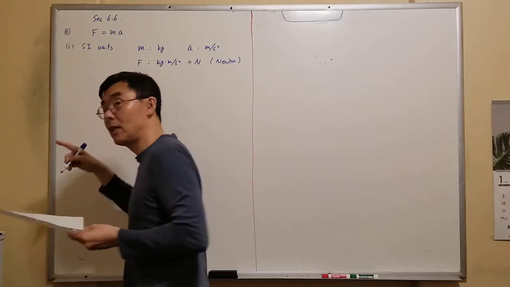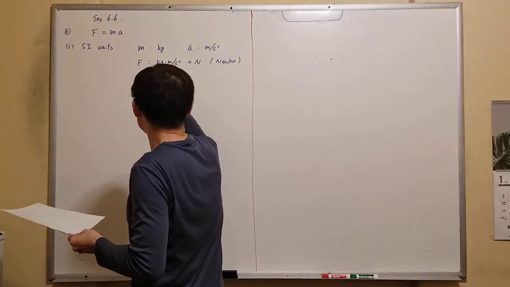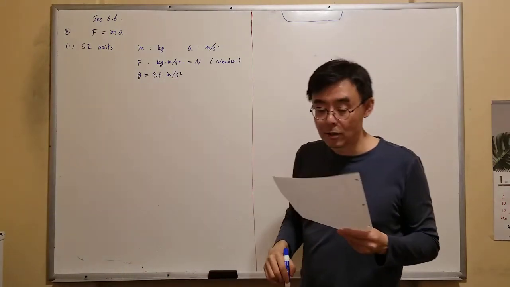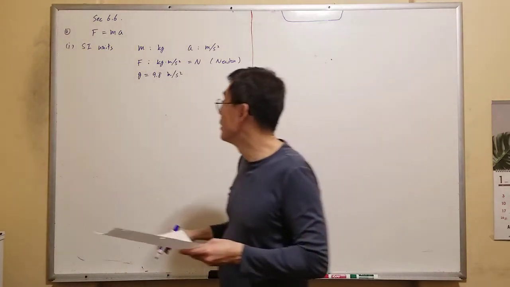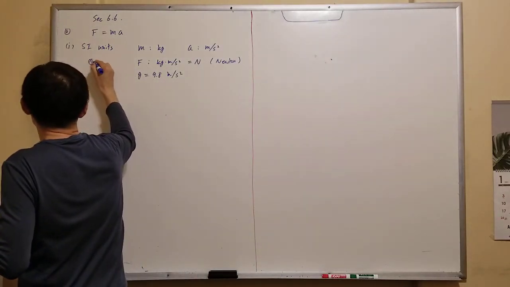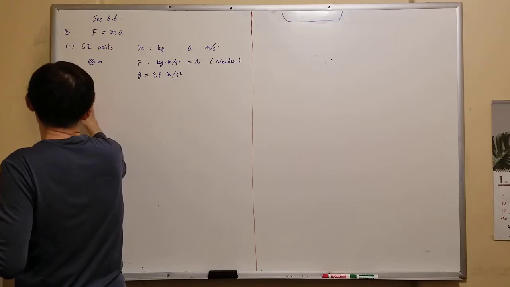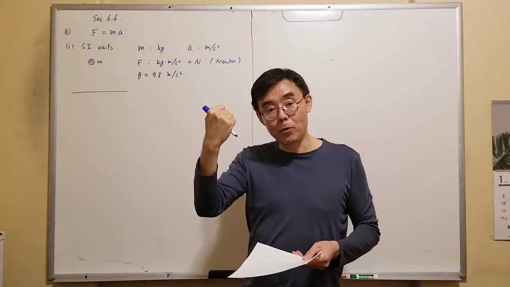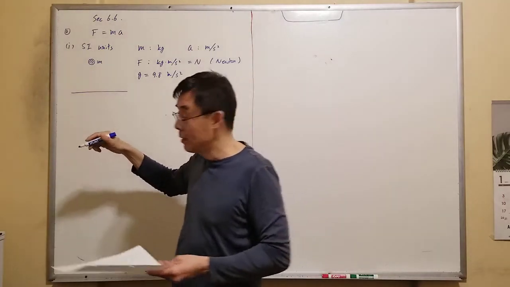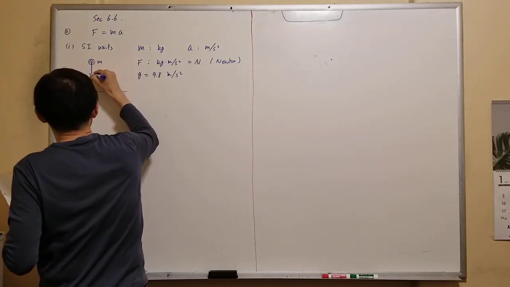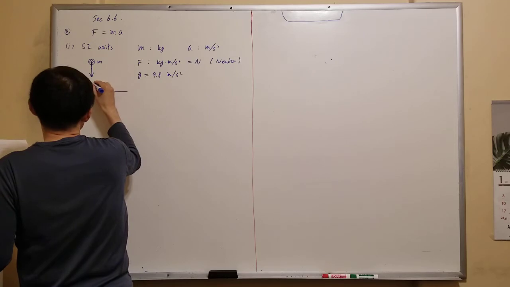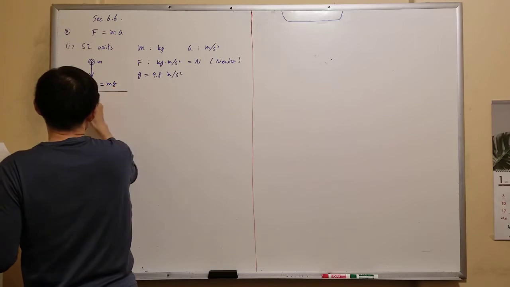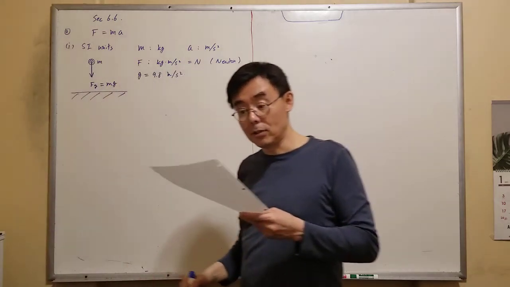g is gravitational acceleration. It is about 9.8 meter per second squared on average. Now, when you have a mass m near the surface of the Earth, the gravitational force exerted on the body by the Earth is called gravitational force. It is exactly this mass times this gravitational acceleration.